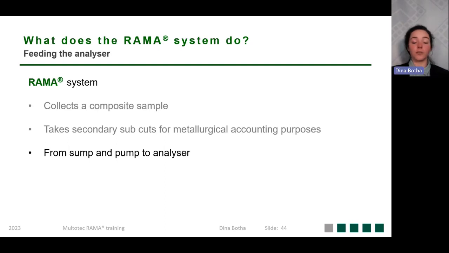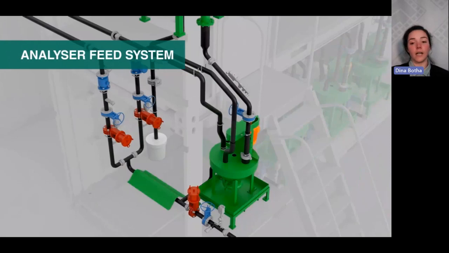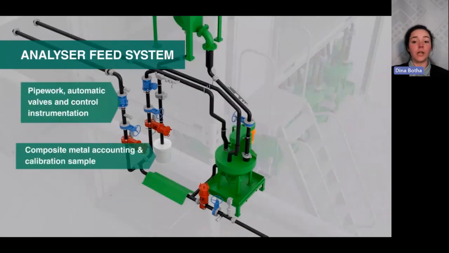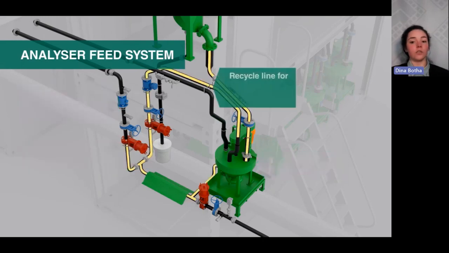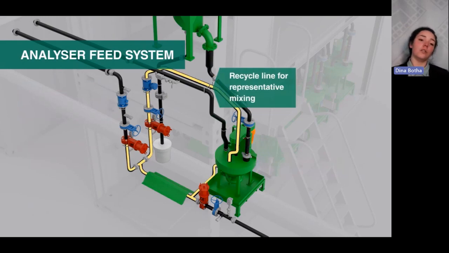So the sample material from the RAMA system does not pass your analyzer just once. We include a return line from the analyzer back to our sump and pump that allows the material to recirculate past the analyzer a minimum of 3 times, allowing each and every particle to be seen. We have also included a recycle line that is used to ensure that the material is constantly well mixed.